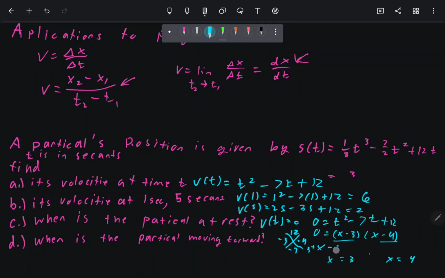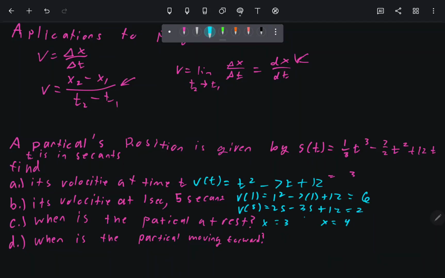All right. So that makes our answers for this problem t is equal to 3 and t is equal to 4. All right. When is the particle moving forward?